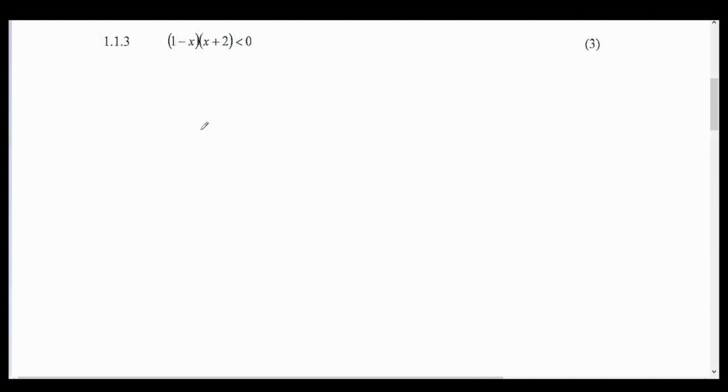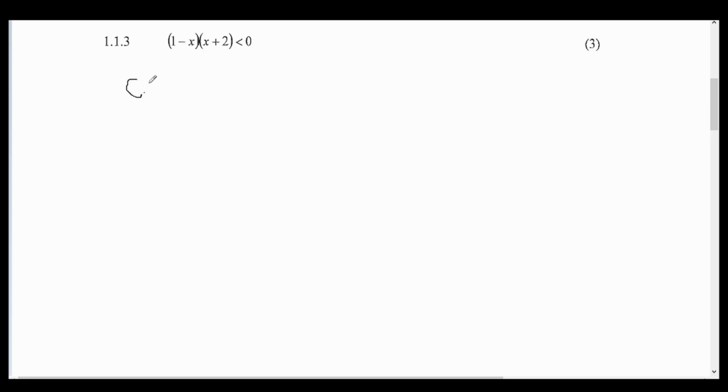Right. And we'll continue with the third question, and we have an inequality. Another work you should be familiar with, a nice easy 3 marks. And you know, with inequalities, your first thought should be your critical values.